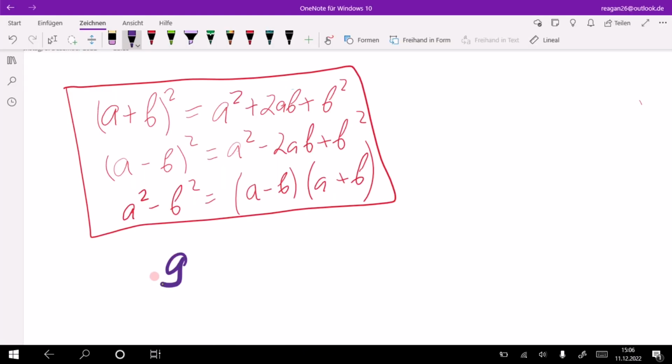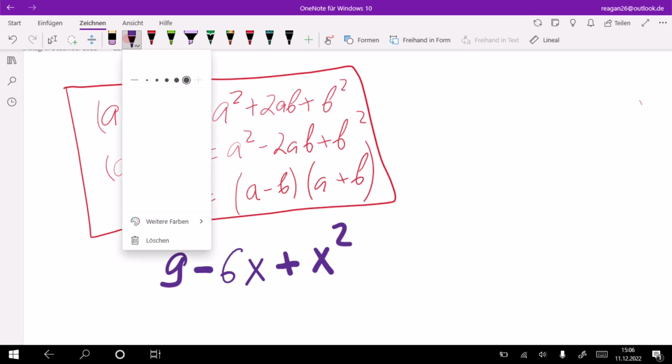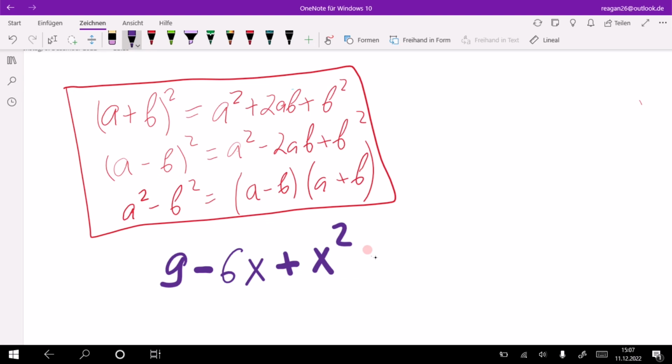Yeah, so one more example. 9 minus 6x plus x squared. You also need to see that 9 is 3 squared, 6x is 2 times 3 times x, and x squared is x squared, and this is this formula, and we can write it as 3 minus x squared.